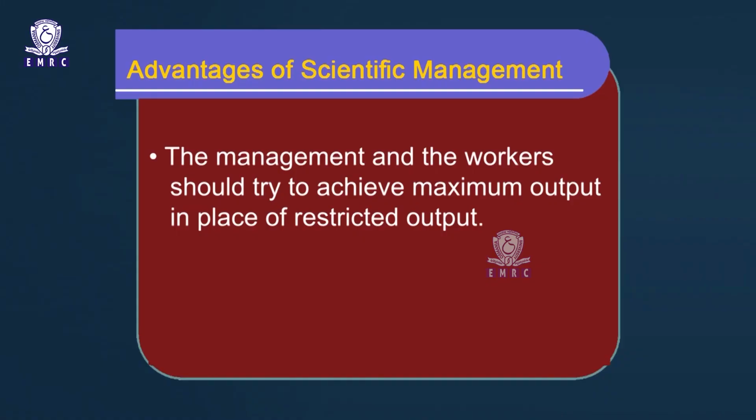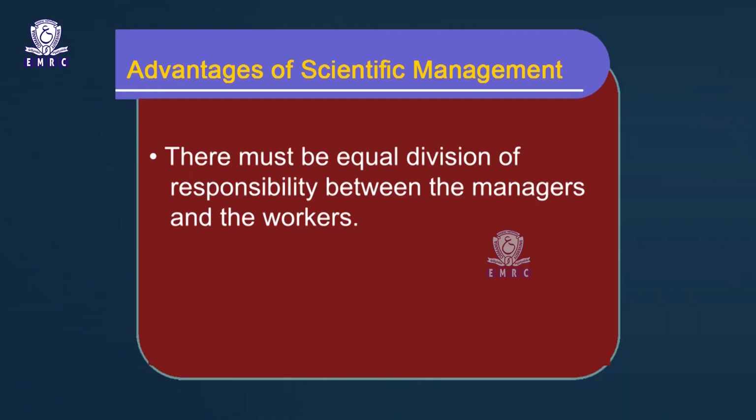The management and the workers should try to achieve maximum output in place of restricted output. This will be beneficial to both the parties. Maximum output will also be in the interest of the society. There must be equal division of responsibility between the managers and the workers. The management should assume responsibility for the work for which it is better suited.